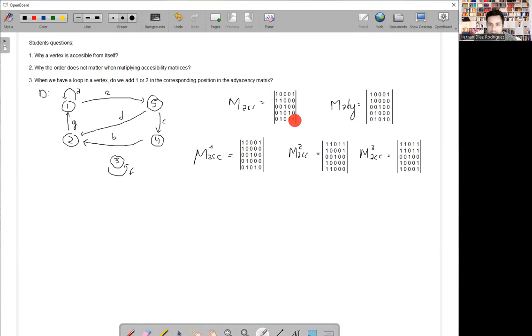But why do we put ones in the diagonal? Remember that this matrix tells us if a vertex is accessible from another one. So in the first row, we have the vertices that are accessible from 1. In the second row, we have the vertices that are accessible from 2, and so on. Coming back to the original question, in this case, you can see there is a loop on the vertex 1, so that could explain this one. But as you can see, we have ones on all the other positions, even if we don't have loops on 2, 4, and 5.